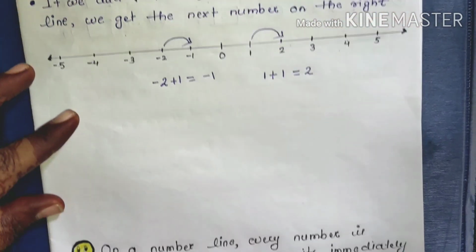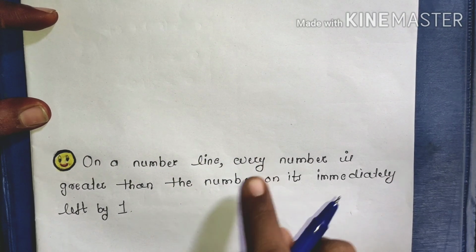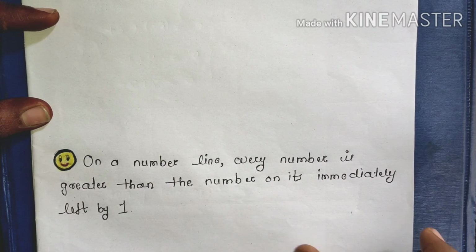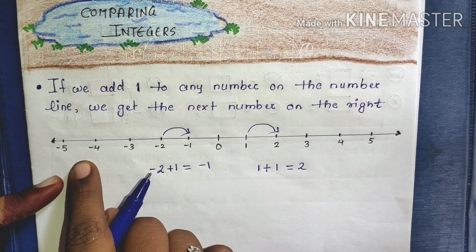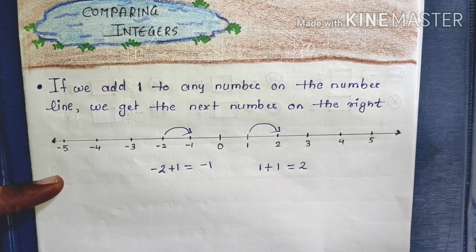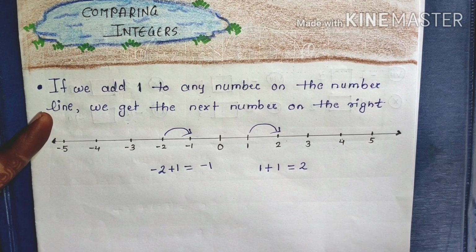So here we have another statement. On a number line, every number is greater than the number on its immediate left by 1. मतलब left hand side में जो numbers हैं that are always lesser than the numbers which are on the right hand side. Another trick to compare the numbers I'll tell you.